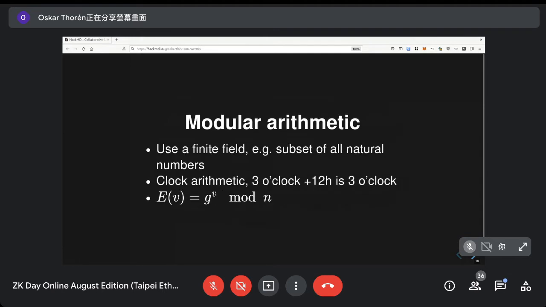But if you use modular arithmetic, it's over a finite field, so it's a subset of all natural numbers. And it's essentially like clock arithmetic. So it's 3 o'clock, and then plus 12 hours, it's 3 o'clock again. So we have this new encryption function, where to encrypt the value v is the same as taking g to the power of v mod n.